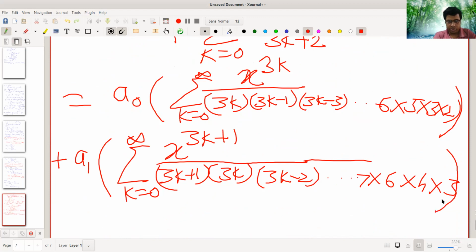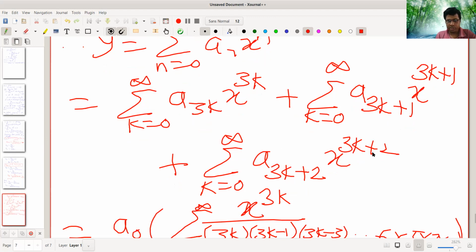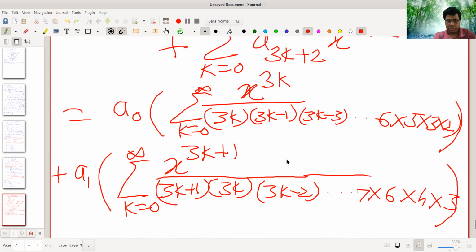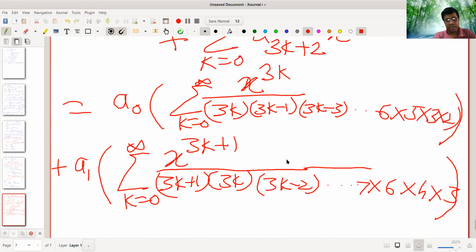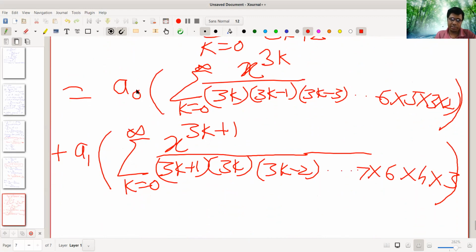This is the second term. The third term is summation a3k plus 2 x raised to 3k plus 2, but all these are 0. A3k plus 2 are 0, so we don't need to write that term. So this is the required solution. Note that this is a second order differential equation, and there are two arbitrary constants a0 and a1. We cannot determine them, so we determine all other terms in terms of these values. So this may be c1 into some function plus c2 into another function. These two are constants appearing in the general solution. Thank you.